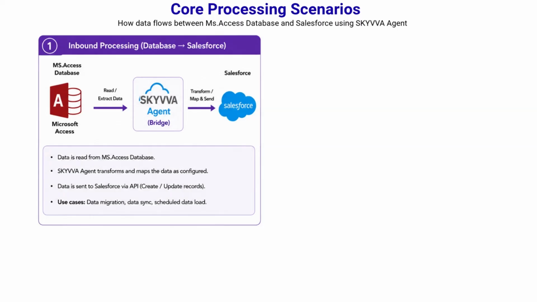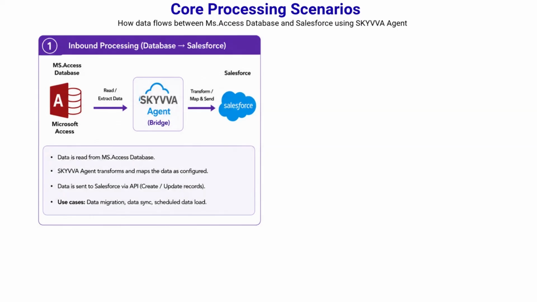After retrieving the data, the SKYVVA agent performs the configured mapping and transformation, converting Microsoft Access fields into the corresponding Salesforce objects and fields. During this process, the agent applies any configured business rules, validates the data, and ensures that it matches the format expected by Salesforce.